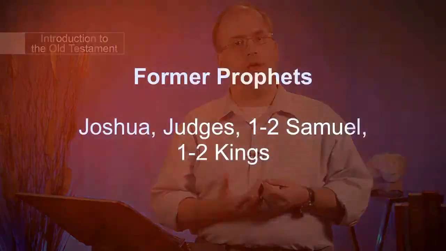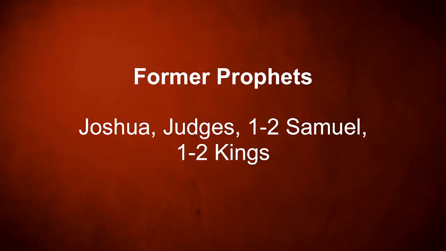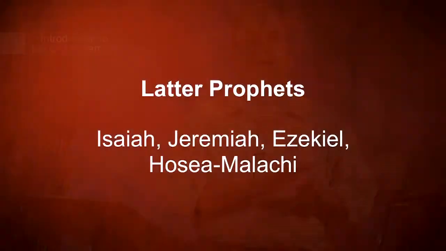But then there's a major difference because the second section of the Hebrew ordering of the books is called the prophets. And this includes some of the things that we call the historical books. The former prophets, so-called, include Joshua, Judges, 1st and 2nd Samuel, 1st and 2nd Kings. You'll notice that Ruth and Esther are not in that list. And the latter prophets include Isaiah, Jeremiah, Ezekiel, and Hosea to Malachi.